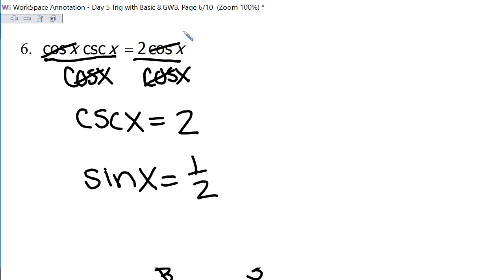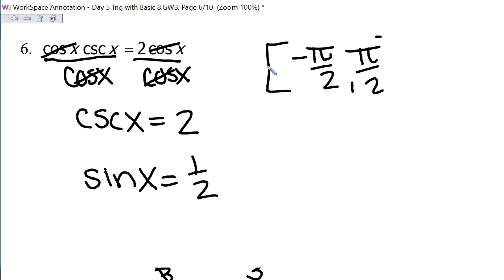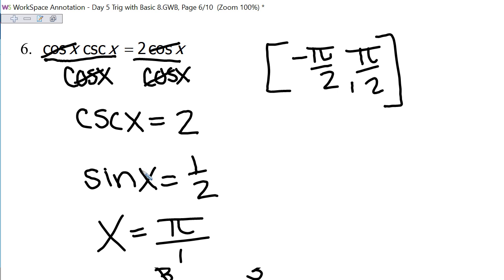Now, we're still dealing with principal values. So sine is functional from negative pi over 2 to positive pi over 2. So what angle has a sine of 1/2? Pi over 6, 30 degrees. Is pi over 6 between negative pi over 2 and positive pi over 2? Yes. So that's the only solution. Pi over 6.